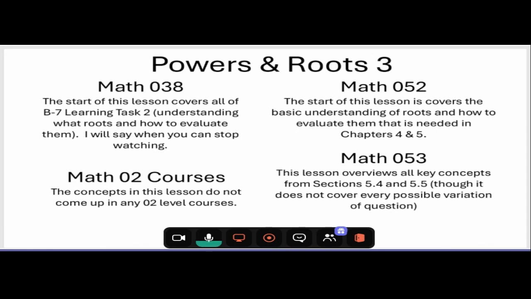Okay, here we go on our third lesson on powers and roots for Math 053 students. This will wrap up the rest of the chapter, chapter 5. So the final two sections, 5.4 and 5.5. Again, it does have a lot in it here, and it's just an overview, right?